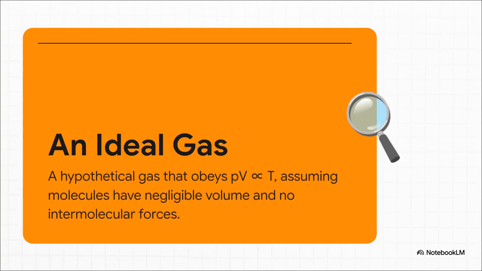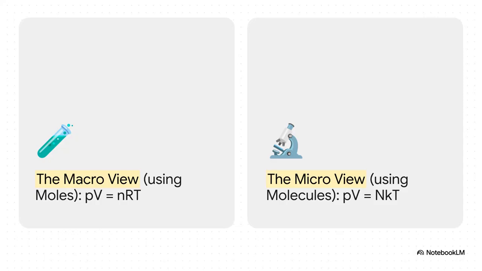So to build this ultimate equation, we first have to imagine an ideal gas. Think of it as a simplified model. We pretend that the gas particles themselves are just tiny points with no volume, and that they never attract or repel each other. Now, of course, no real gas is perfectly ideal, but for most gases under normal conditions, this is an incredibly good approximation. And here it is in all its glory, the ideal gas equation.